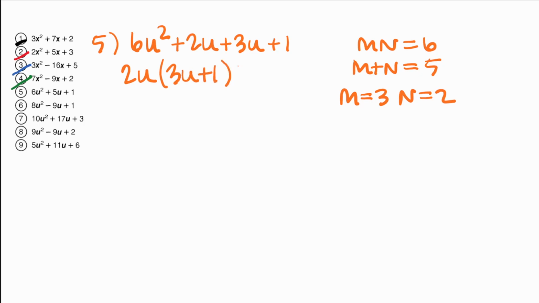And then, well, I already have 3u plus 1 over there, so I'll just factor out a 1. That won't change anything. And then I will factor the 3u plus 1 and be left with a 2u plus 1.